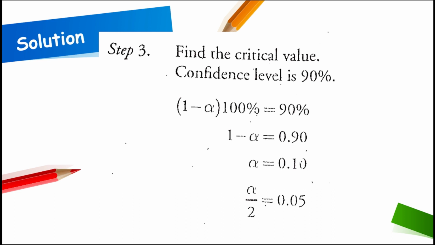Since the confidence level is 90%, substitute it in our formula. 1 minus alpha times 100% is equal now to 90%. That is now 1 minus alpha is equal to 0.90. And therefore, alpha is 0.10. And dividing it by 2, since we are working on two-tailed problem, that is now equivalent to 0.05.